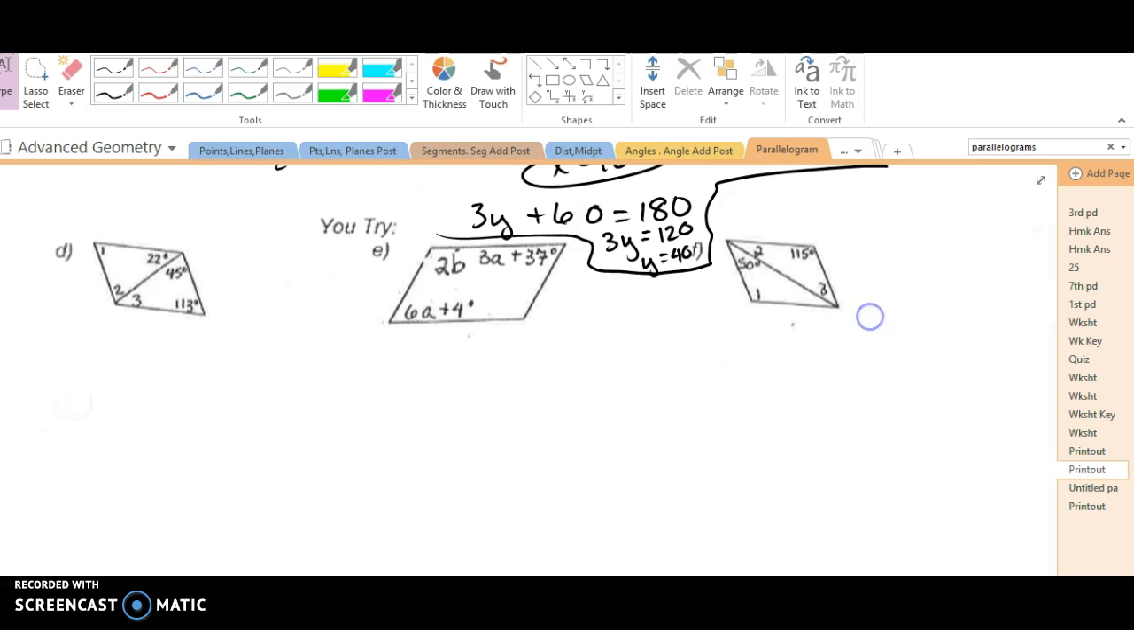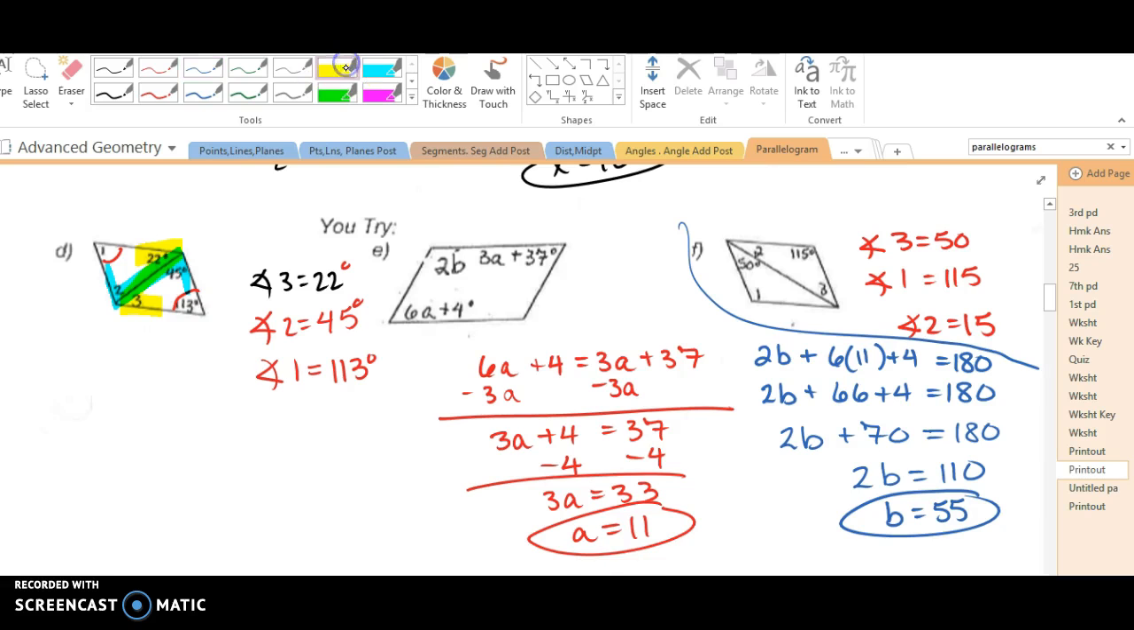Okay, then on part D, you're just utilizing again your alternate interior angles. So angle 3 is 22 and angle 2 is 45. Oh, and then you can use the opposite angles, or you could use the triangles. Either way, 180 degrees in a triangle. I'm going to use my opposite angles because it's faster. Angle 1 is 113. Okay, so I've got two Try-Its here. You can pause the video and come back and check your answers. Okay, so I got a to be 11 and b to be 55 on part E.